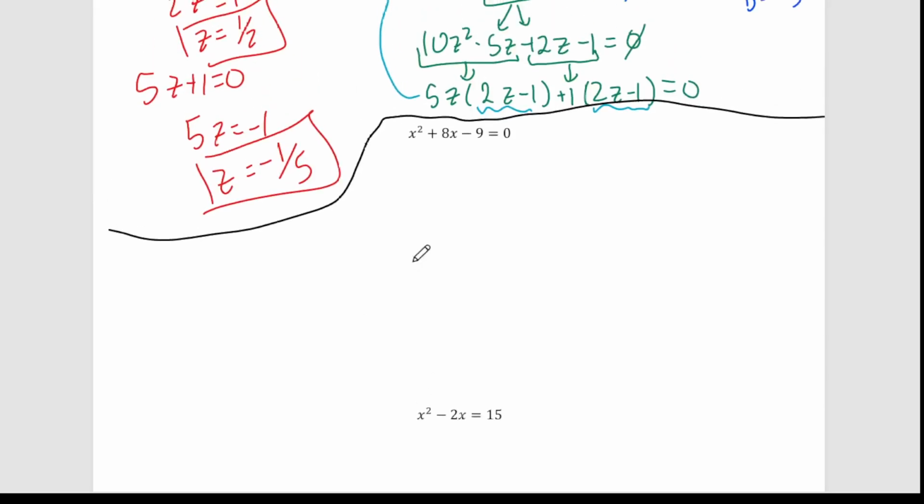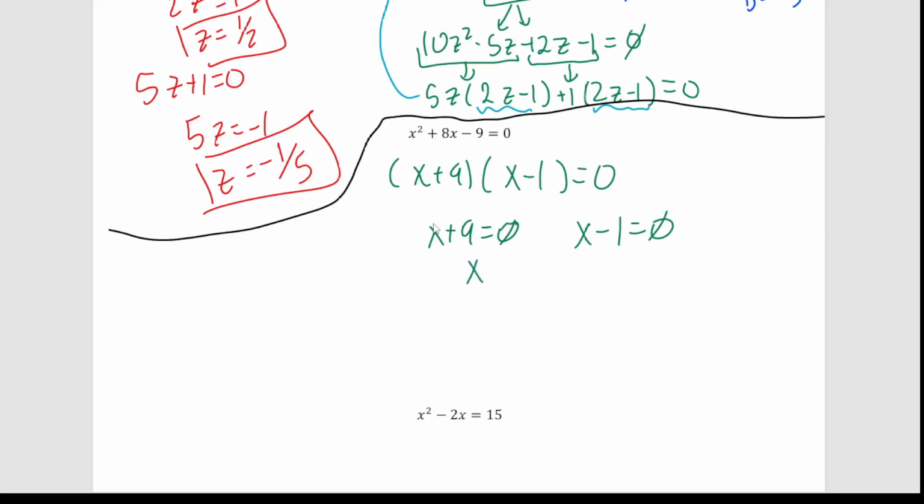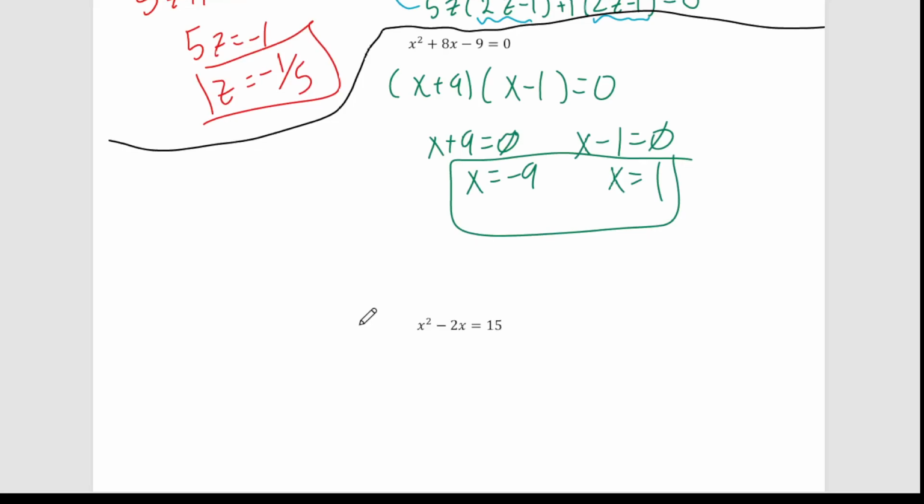Of course, if you have things that don't require the AC method, don't overcomplicate your life. Here we have a leading coefficient of 1, so we can directly ask what's going to multiply to negative 9 and add to 8. In this case, that would be positive 9 and negative 1. And then we separately set each parenthesis equal to 0, so either x plus 9 is 0 or x minus 1 is 0. So either x is equal to negative 9 or x is equal to positive 1 as both of our final beautiful answers.